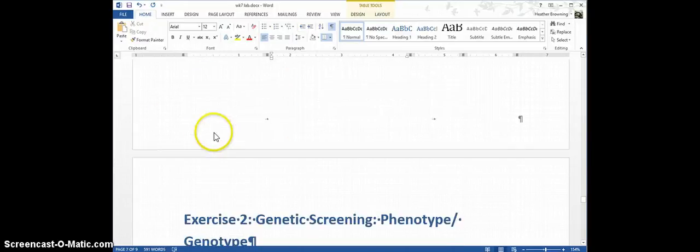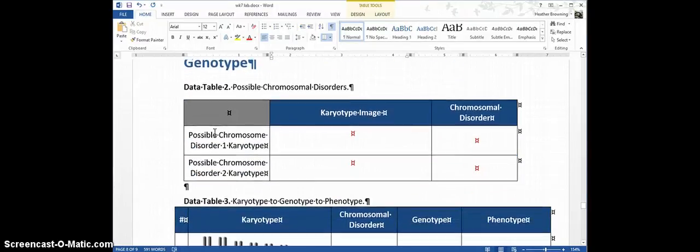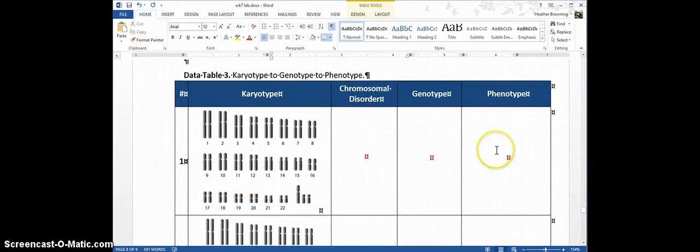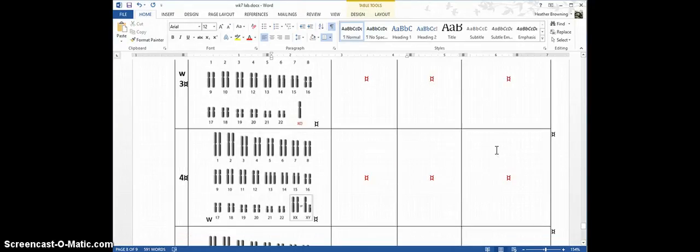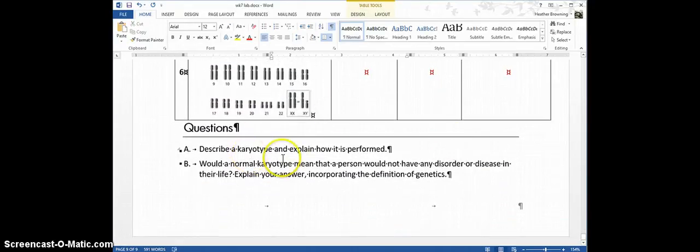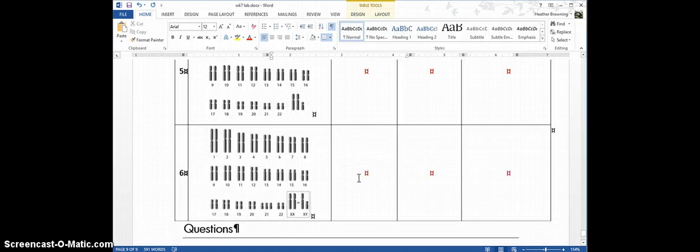It's vague in my brain right now, but it has a whole list of disorders. And then we're going to have our karyotype image and what the disorder is. So this is another one where you take a picture of it and plug it in, right? Your disorder, your genotype, your phenotypes. You'll do that for all of these. And then you will describe a karyotype and how it is performed. Sounds like you might need a reference. With a normal karyotype, meaning that a person would not have any disorder or disease in their life, explain your answer incorporating the definition of genetics. So think about that. That's a fun one.